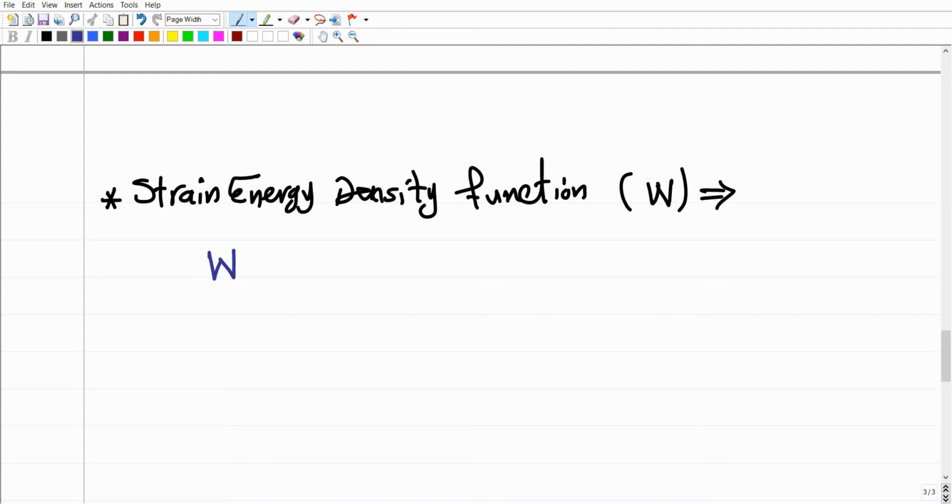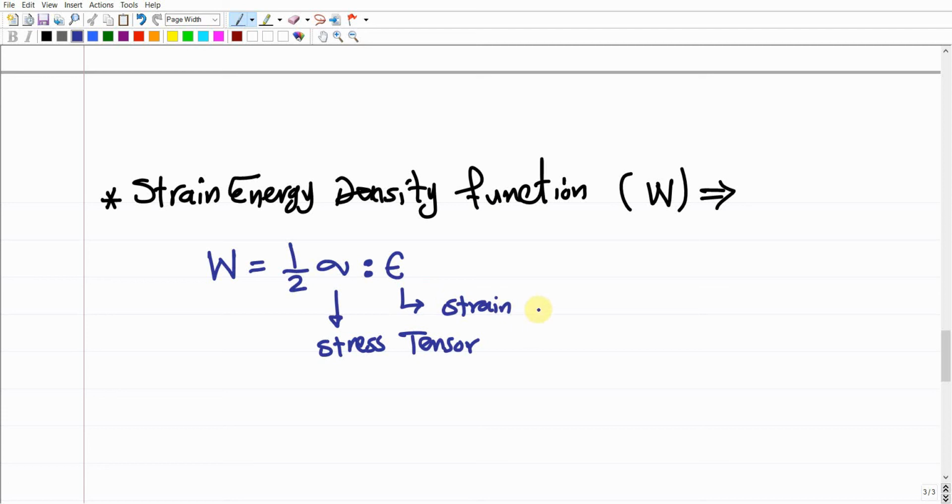So the strain energy density function, we said that W equals 1/2 sigma double dot product with epsilon, where sigma is the stress tensor, it is in tensor form, and epsilon is definitely the strain tensor. So this is the strain energy density function, which is the total strain energy per unit volume. This is per unit volume of the continuum body. So this is this form of the strain energy density function. This is in the vector notation, right?